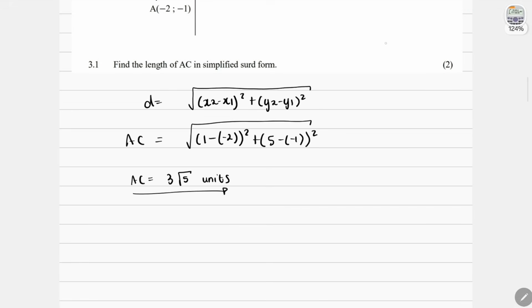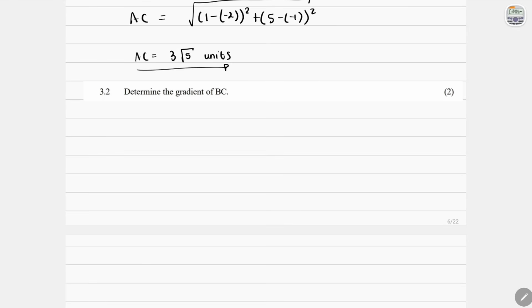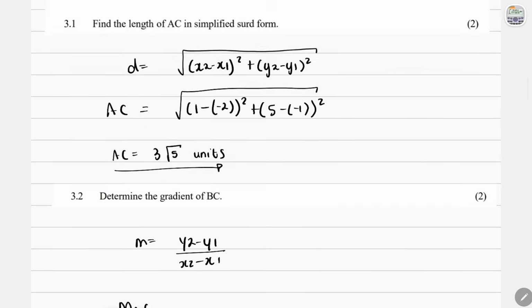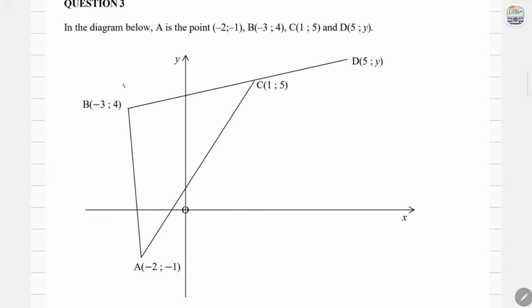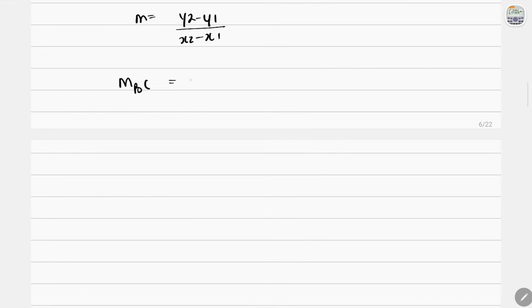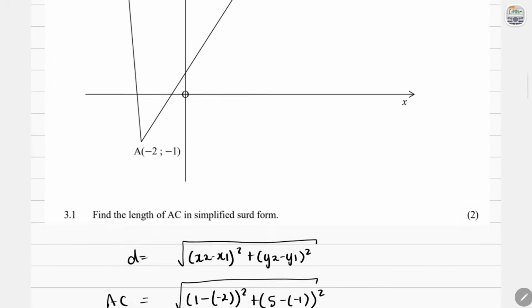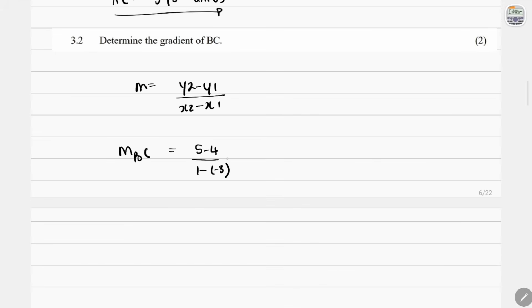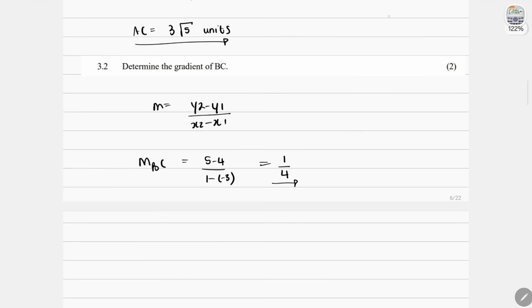Moving on to the next question. Question 3.2 says determine the gradient of BC. So use the gradient formula: y2 minus y1 over x2 minus x1. So the gradient of BC using B and C, we have these 2 points. That is y2 minus y1, 5 minus 4, all over 1 minus -3. You can see 5 minus 4 is 1, and 1 minus -3 is just going to be 4. So our answer is 1 over 4. That's the gradient of BC. Moving on to the next question.